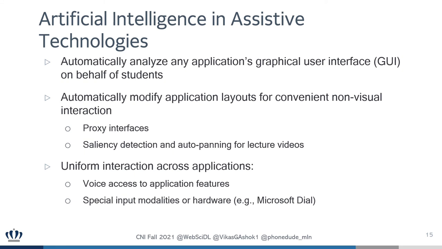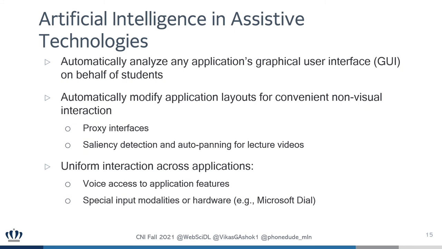Present assistive technologies are simple relay systems that either convert content to speech or enlarge it for comfortable viewing. With AI support, the burden of trial and error exploration and layout memorization can be transferred from students to the intelligent assistive technologies. Such AI-enabled assistive technologies will be capable of automatically analyzing the application content to determine all the supported features and then enable students to use voice commands to directly access the desired features. Alternatively, these assistive technologies can automatically and dynamically extend the present application layouts by adding proxy interfaces, which are more suitable for either blind or low vision interaction.